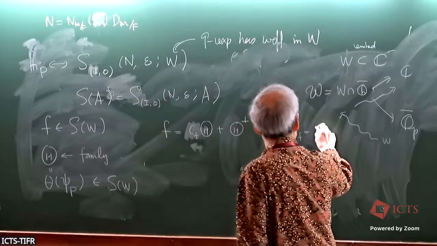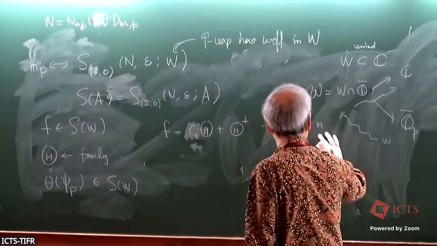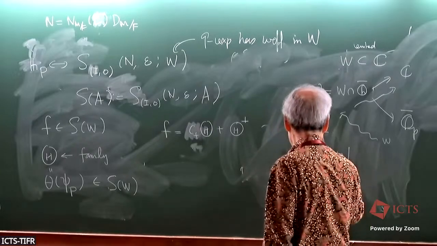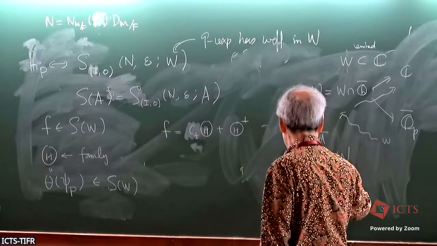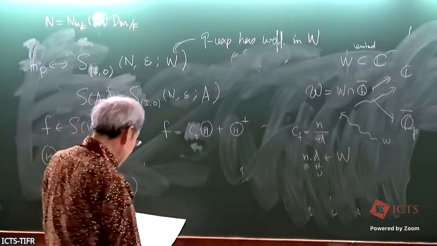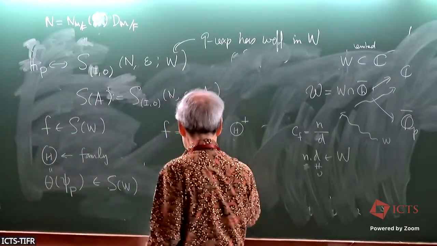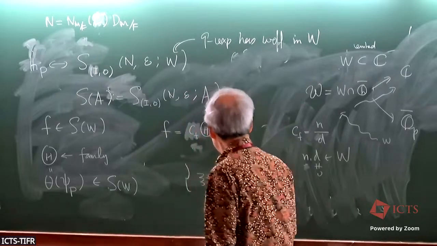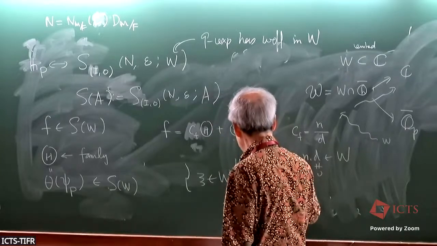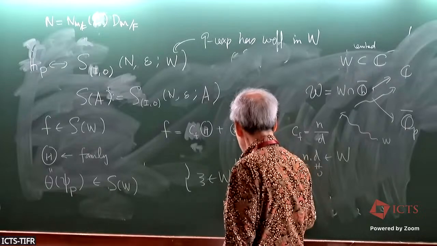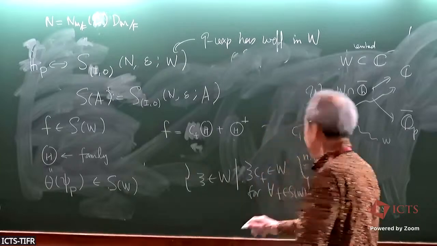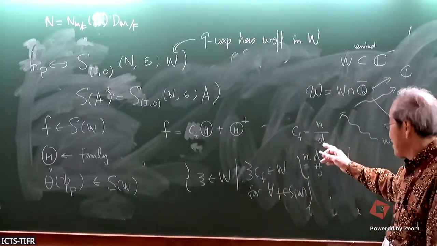C_F is a numerator and denominator, N and D inside W. And D is, of course, not zero; both cannot be zero if this is coprime. Okay? Then I consider an ideal of W, Xi in W, such that Xi C_F is in W for all F in S_W. So it is generated by this denominator.